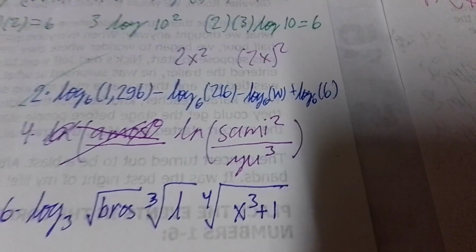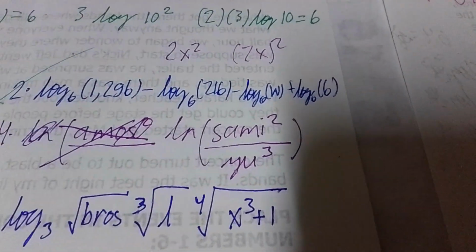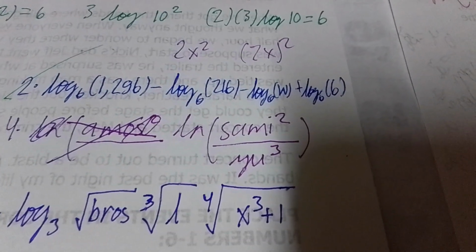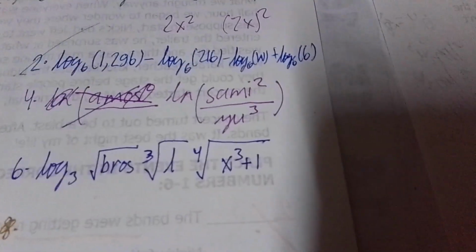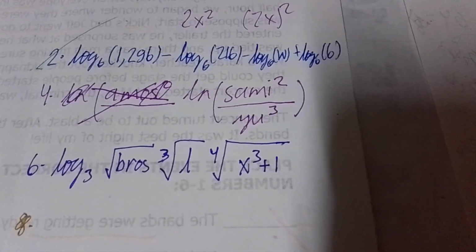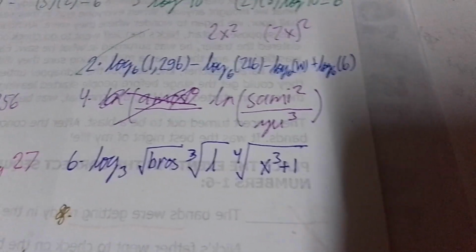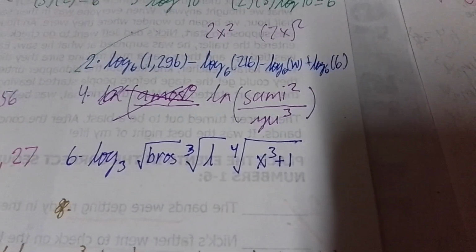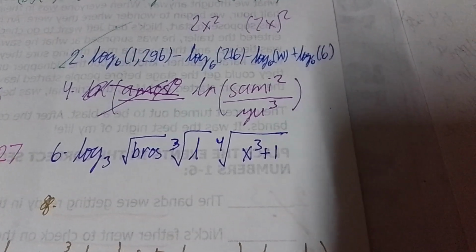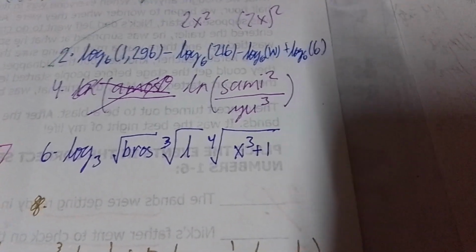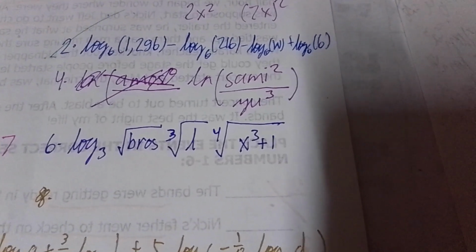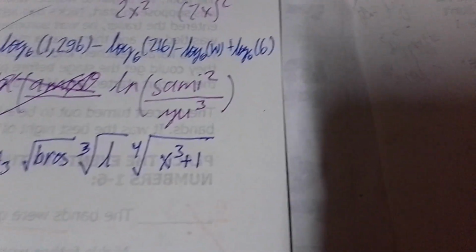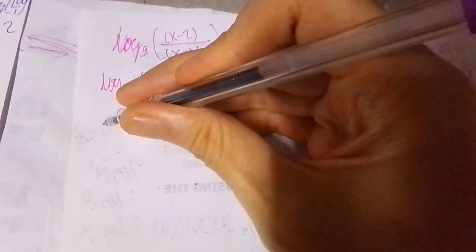So, what do we do in this particular situation? If you're going to expand the logs, all we have to do is apply the product law. Since they're all being multiplied and there's no divisor, we're going to have to add the logs. So, rewriting this, you're going to have log base 3 of the square root of Ross plus log base 3 of the cube root of L plus log base 3 of the 4th root of x cubed plus 1.